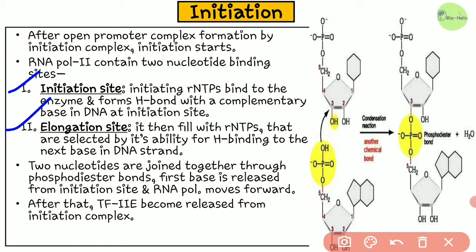Then the 2 nucleotides are joined together through a phosphodiester bond by releasing one water molecule, and the first base is released from the initiation site. Then RNA polymerase moves in the relative direction so that the enzyme is shifted exactly by one nucleotide distance. And after this initiation, TFIIE is released from the initiation complex.